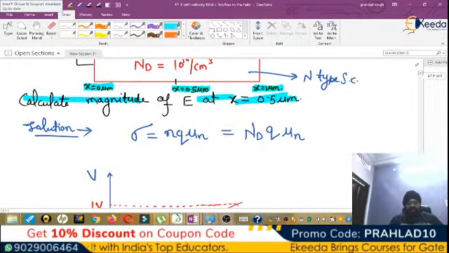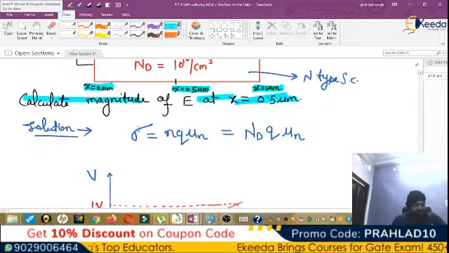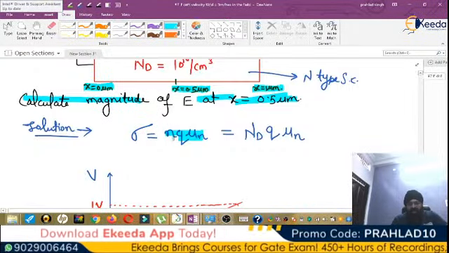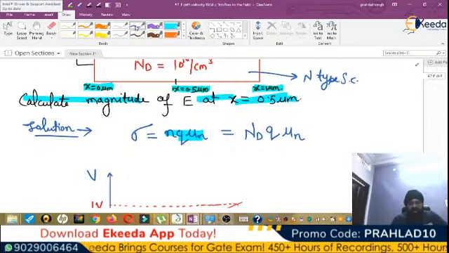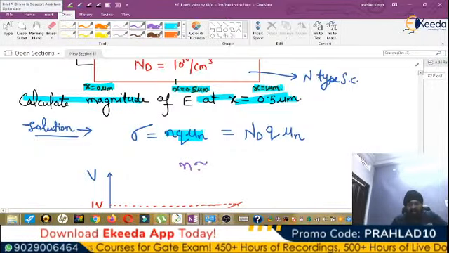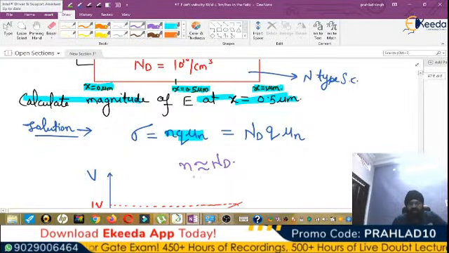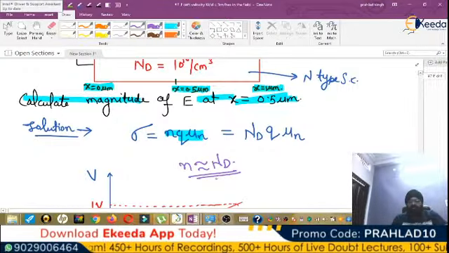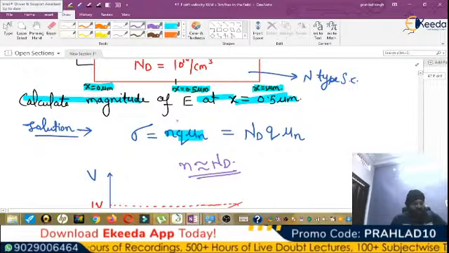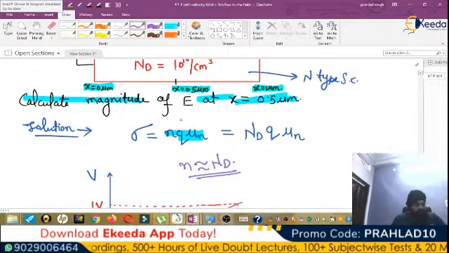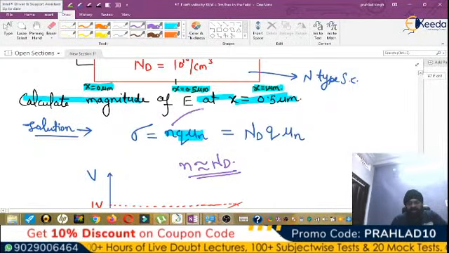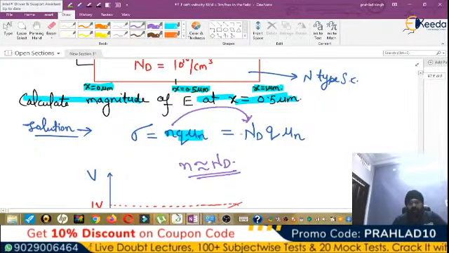So conductivity is n q mu n. It is an n type semiconductor, and in an n type semiconductor, n is approximately equal to Nd. So we will put here n is approximately equal to Nd.